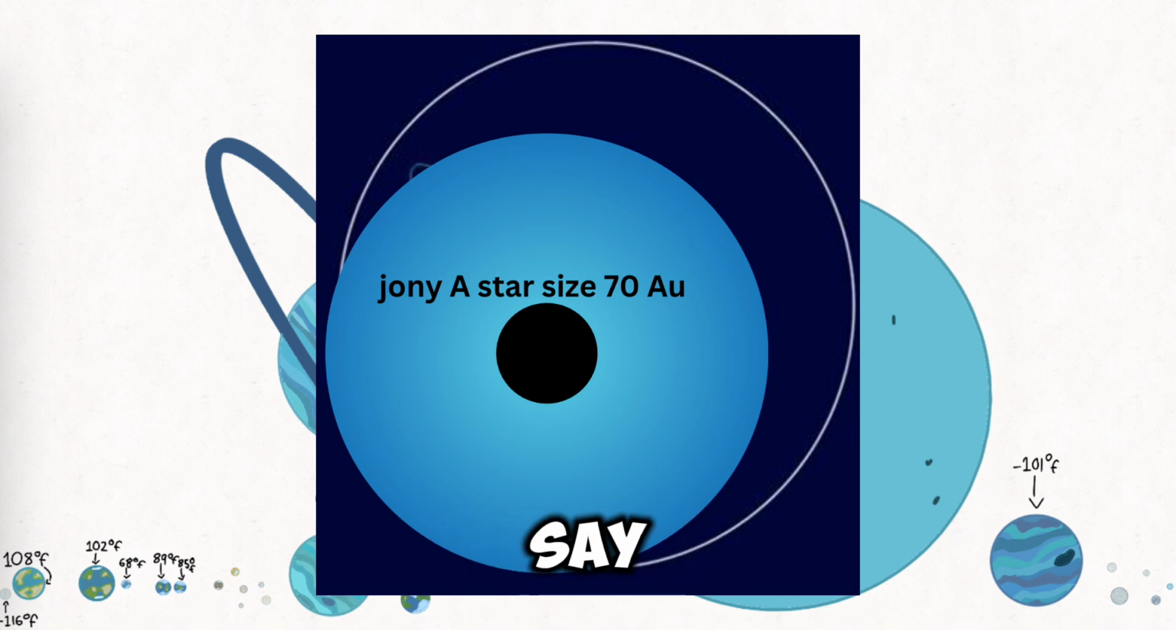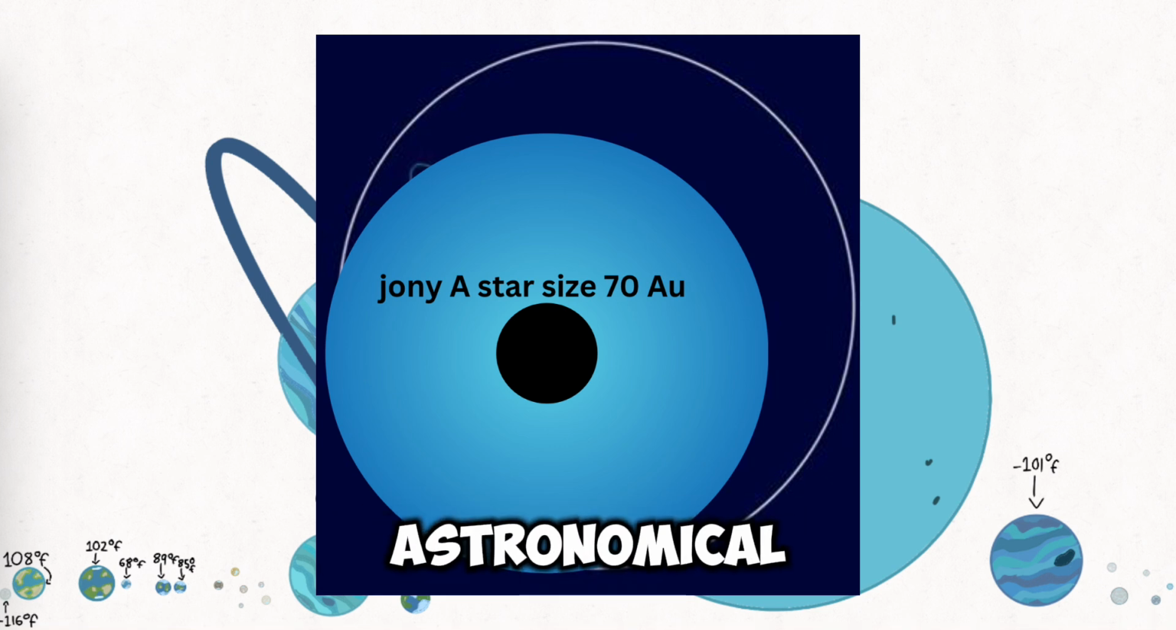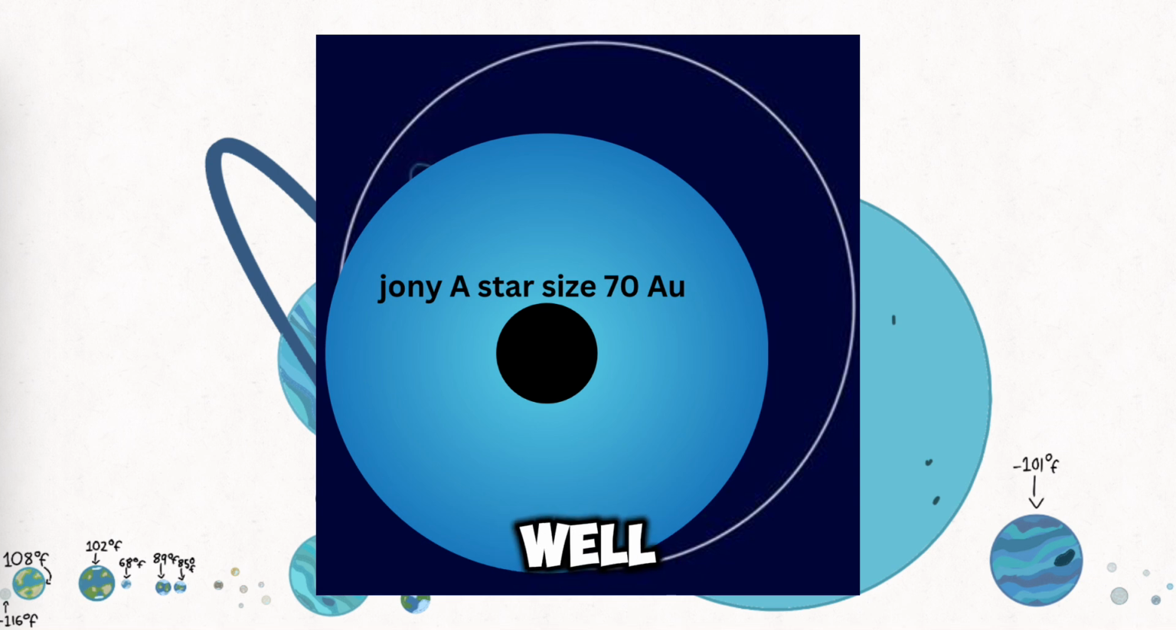But let's say somehow we got 78 astronomical units away from it. I mean, half of that distance actually, or 38, or like around 39 astronomical units away. Well, we would somehow be habitable.